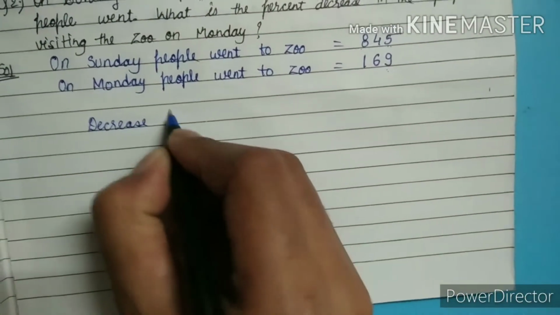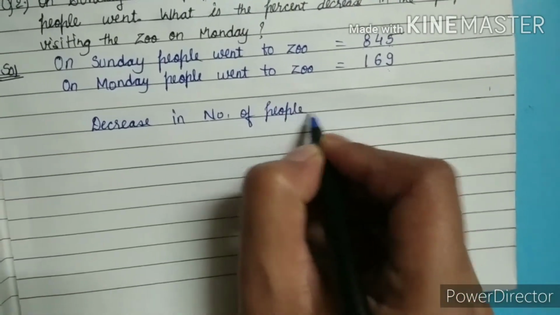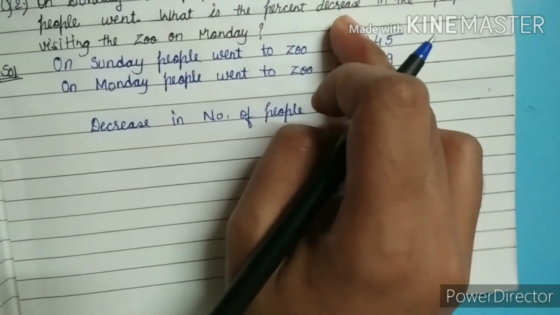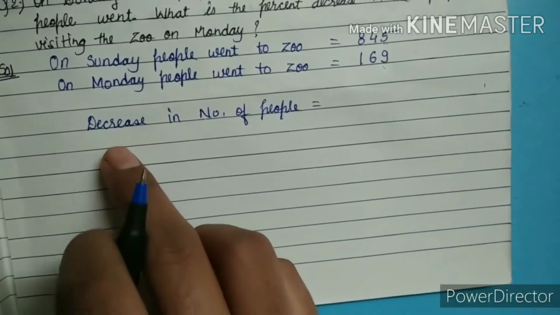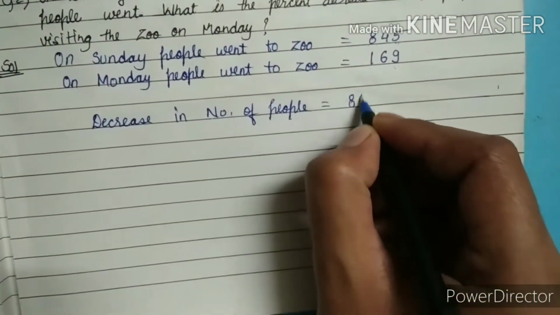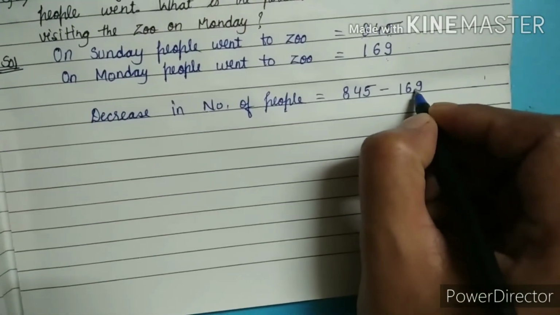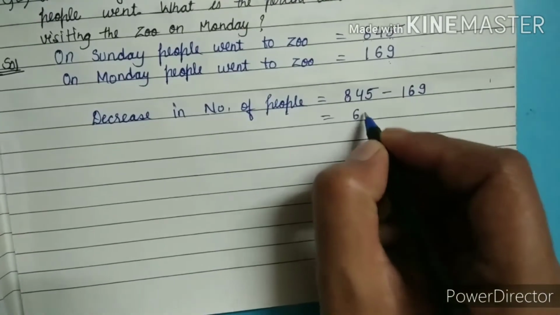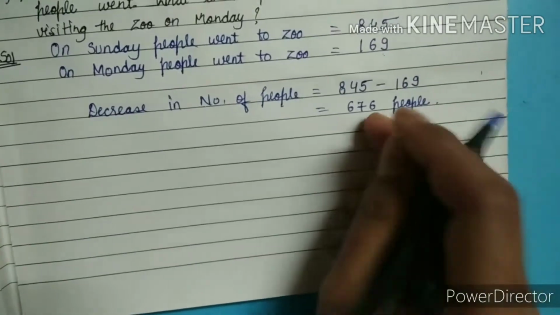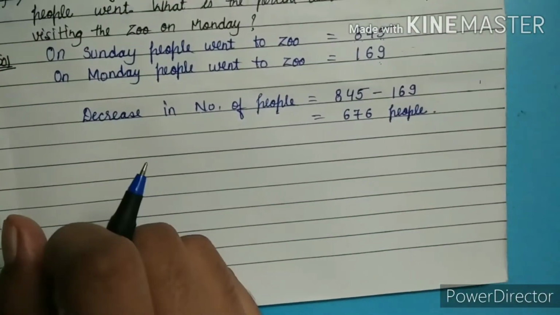So here is a decrease in the number of people. Here we are talking about the number of people, but we have to find the percent decrease. So firstly we will find the decrease in the number of people. On Sunday 845 and on Monday 169. After subtraction we will get 676 people. This many, 676 people, did not go on Monday, and this is the decrement.